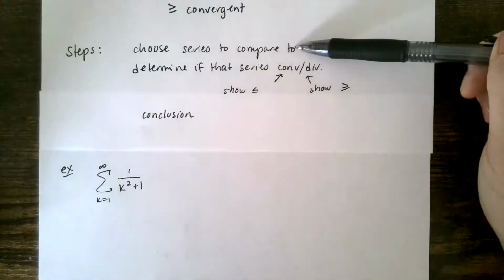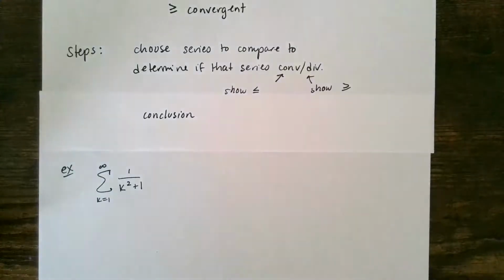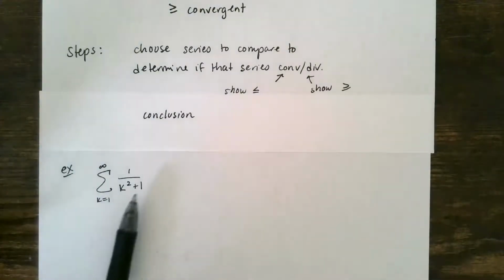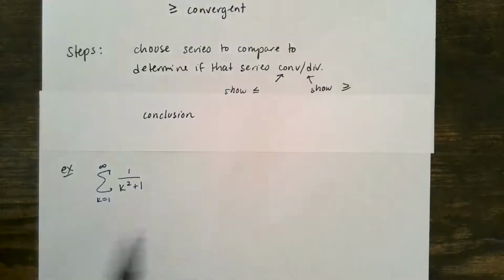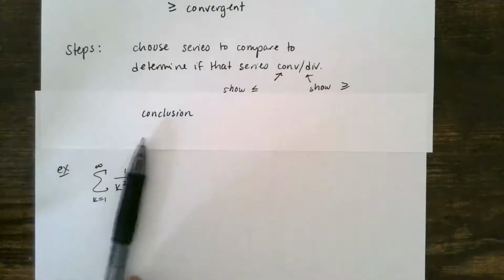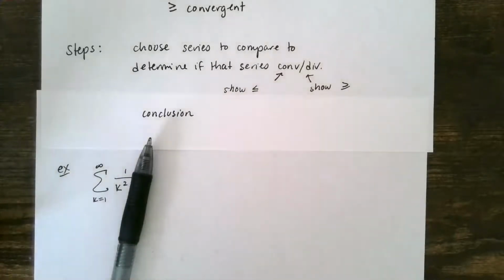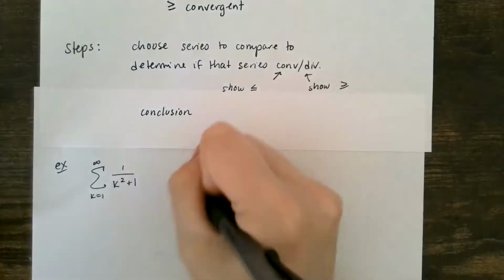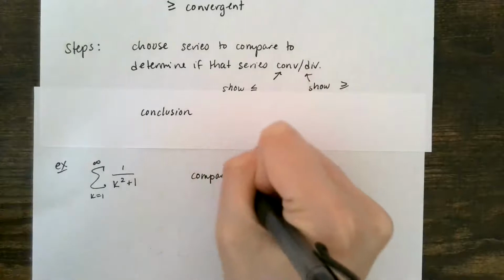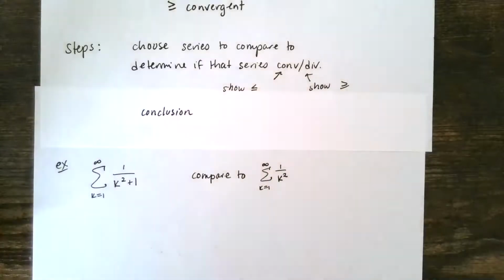All right, so my first step is to choose a series to compare it to. The more you practice these, the more you get some instincts, but generally what's going to help you decide is to ignore any plus a number or minus a number. Without that plus one, this is 1 over k squared, and that's a p series, right? So I'm going to choose to try to compare this to 1 over k squared, and we'll see if it works out or not.